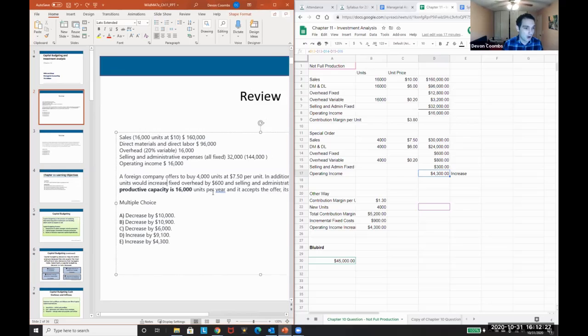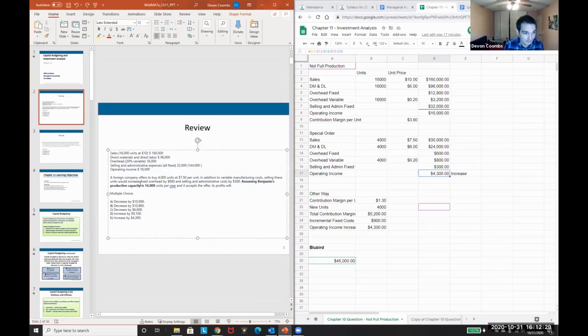It says our productive capacity is 16,000 units. And so for every unit of sales we make here, we cannot sell a product for $10 a unit, right? And so the question is here, how much money? So we can see here our answer to this calculation is here.